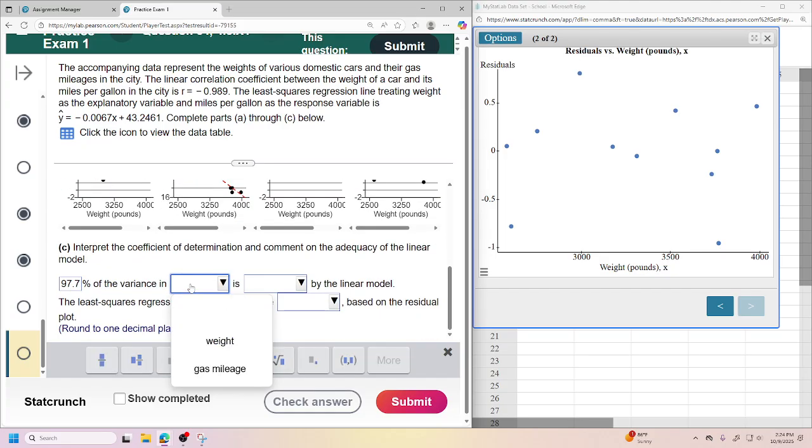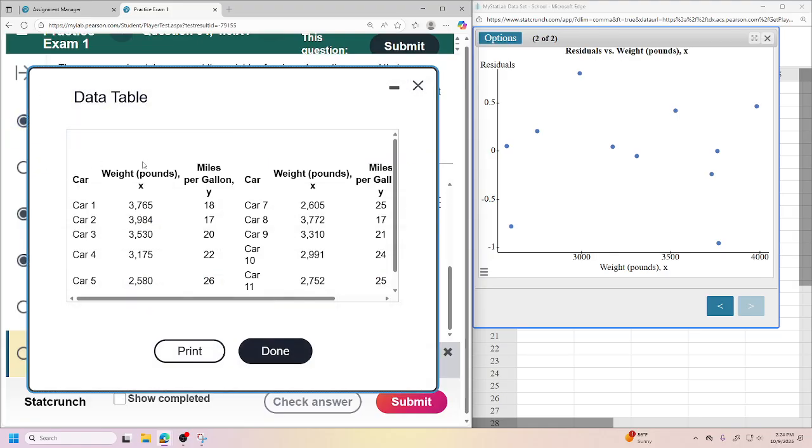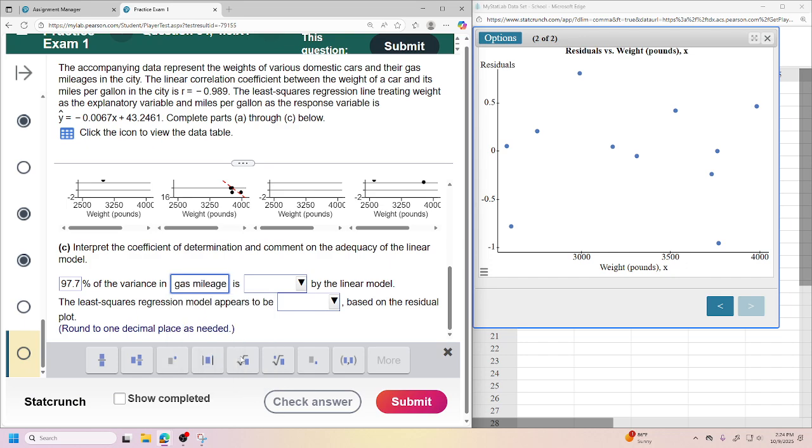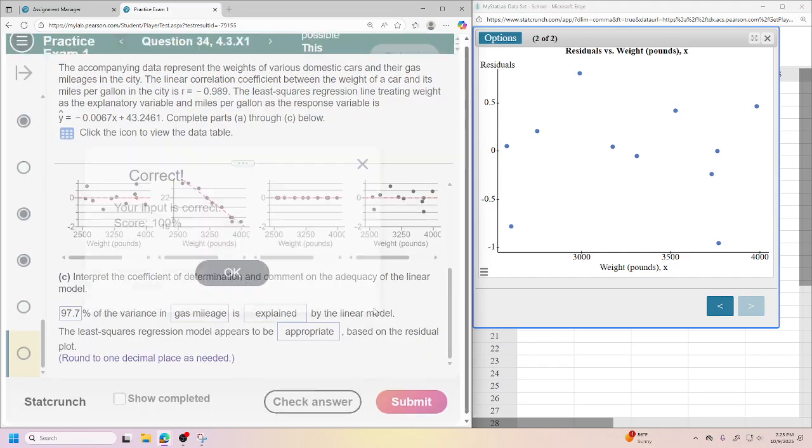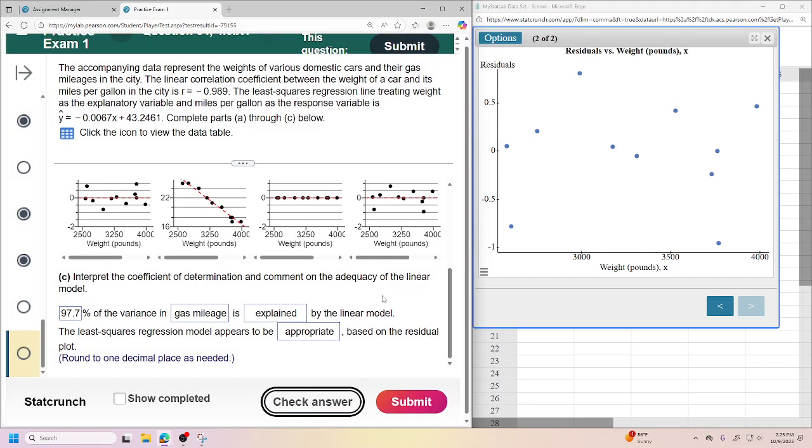Variation in the Y value. So let's go back. What was my Y value? Right here, Y value, miles per gallon, right? Gas mileage, explained. Remember how last time it was explained? It's always the word explained. Yep, R squared is always explained. And then I'm going to say it's appropriate because it looks fine to me. I don't know. You got like a 97.